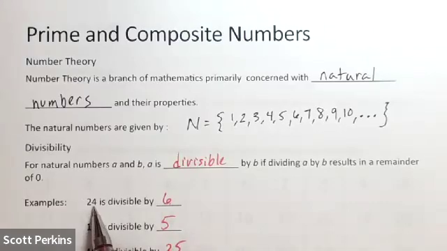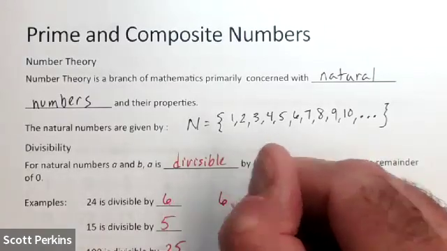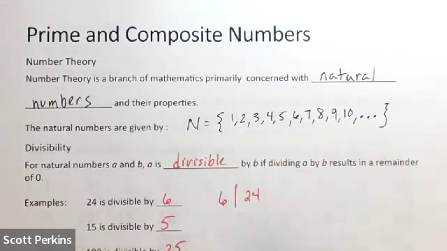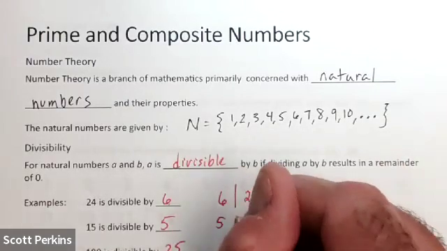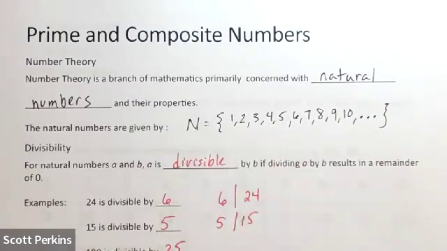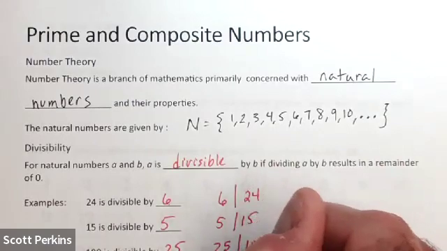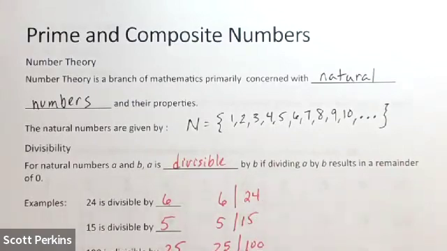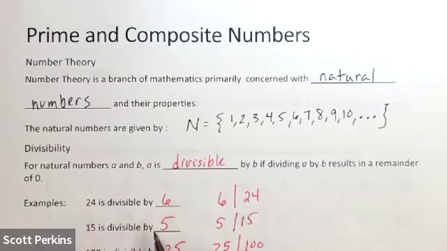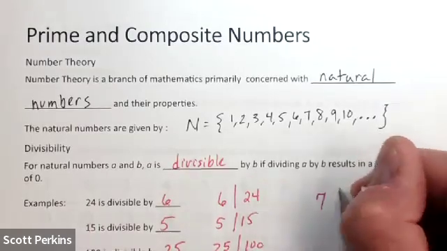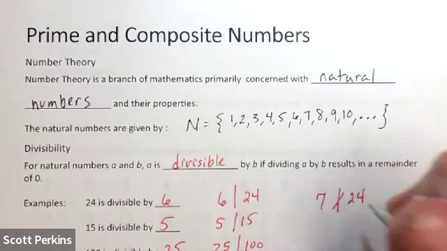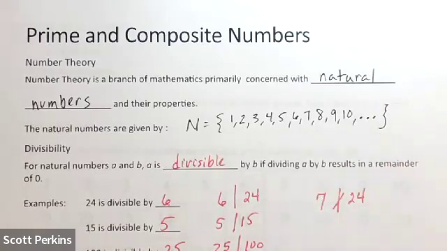The notation, if I want to write it another way, because math people, remember, love to have shorthand notation: if 24 is divisible by 6, I would write 6 divides 24. This bar right here means divides into. 15 is divisible by 5, so 5 divides 15. And 100 is divisible by 25, so 25 divides 100. By the same token, if I have a number that's not a divisor, for instance, 24 is not divisible by 7, I would write 7 does not divide 24. And so that's just a little bit of the notation.